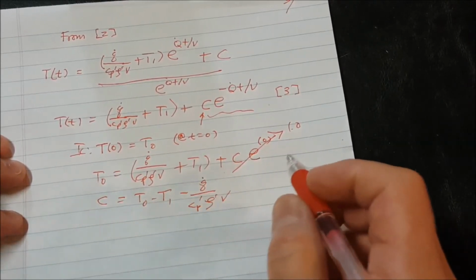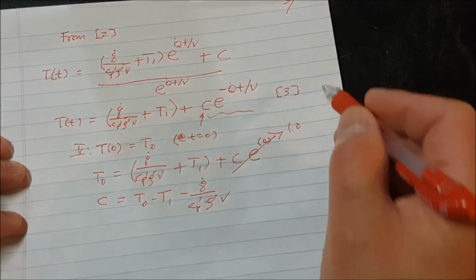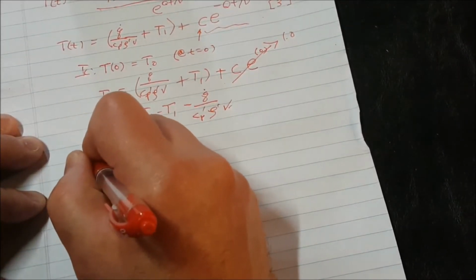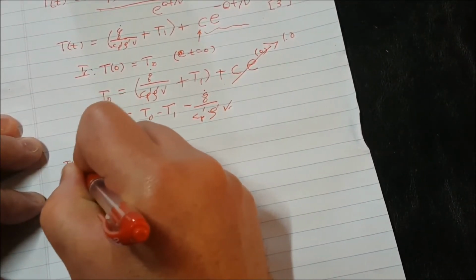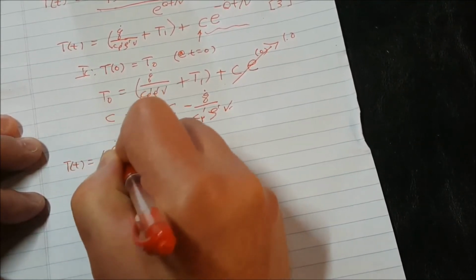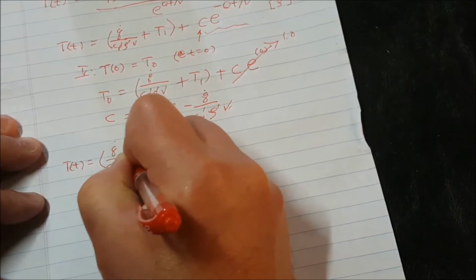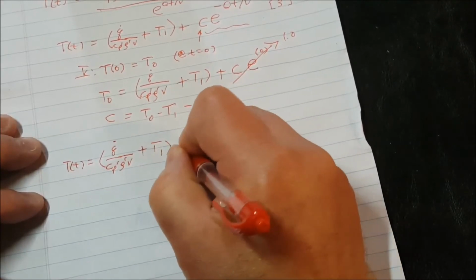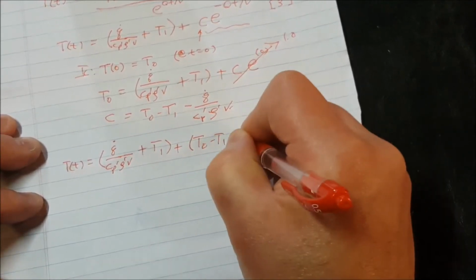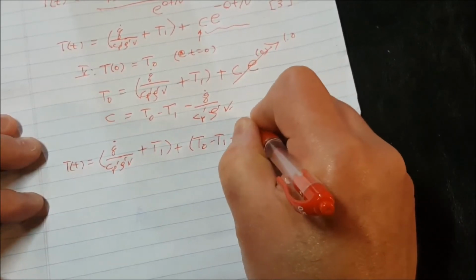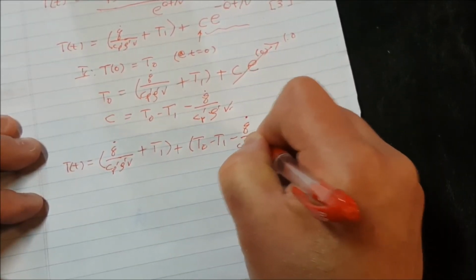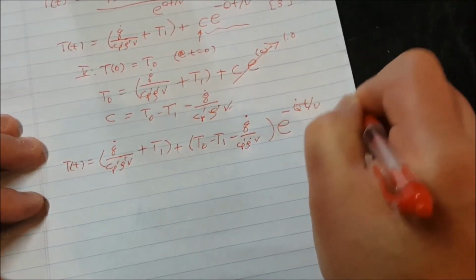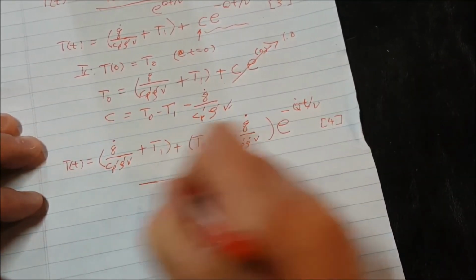Now if we plug this into 3, take this C, plug it into there, then the result is Q dot plus T1 plus T0 minus T1, and that's equation 4, and that's our solution.